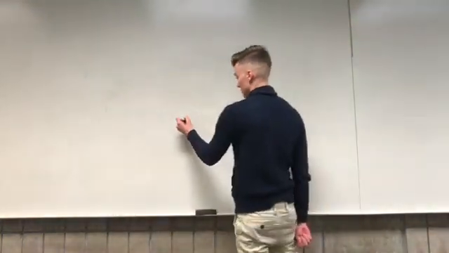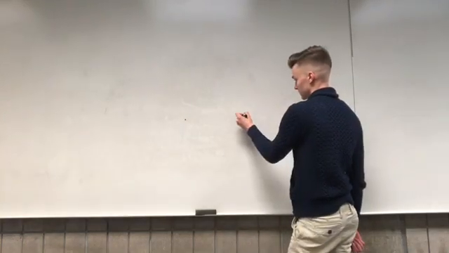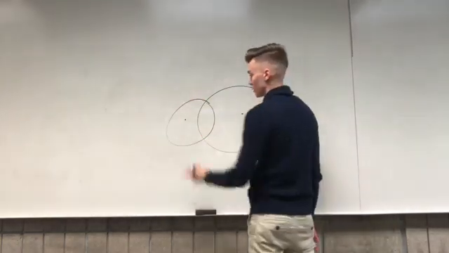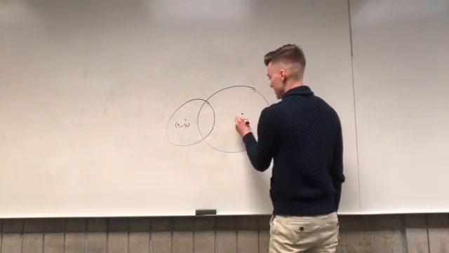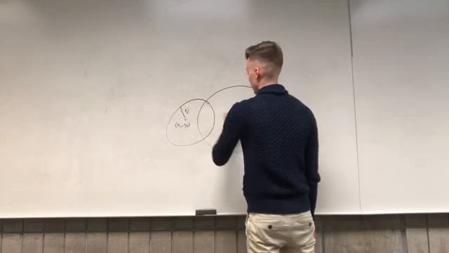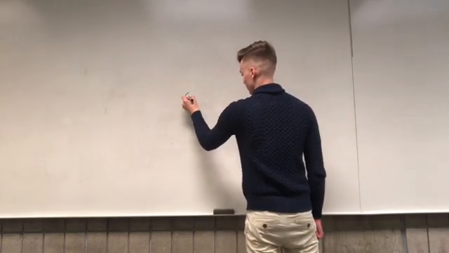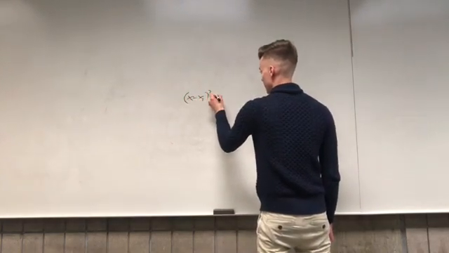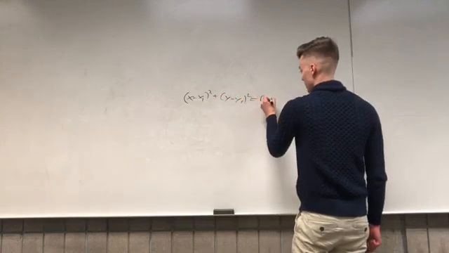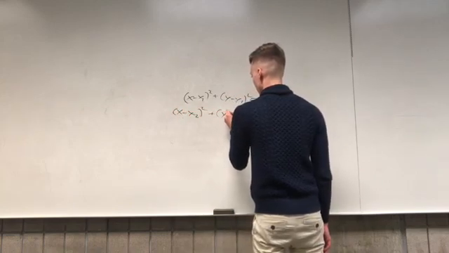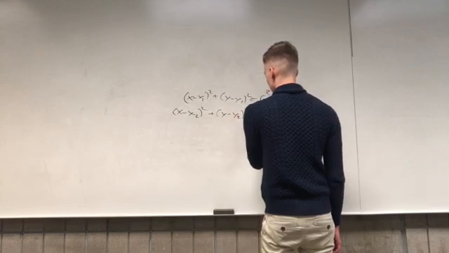Now let's consider the situation where we're finding the intersection of two circles. We'll call the center of this one x1, y1, the center of this one x2, y2. This radius will be called r1, and this radius will be called r2. Then our two equations are x minus x1 squared plus y minus y1 squared equals r1 squared, and x minus x2 squared plus y minus y2 squared equals r2 squared.